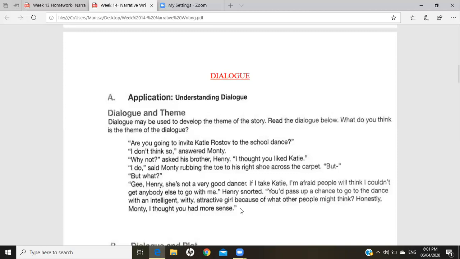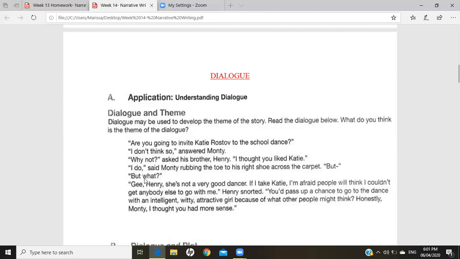And then we do get the indecisiveness because first he says, I don't think so. And then when Henry asks him, I thought you liked it, he says, I do. And then he says, but. So that word but tells us that he's thinking one way, but he's thinking somewhere else. So we get the theme of indecisiveness because he doesn't know what he's going to do yet.